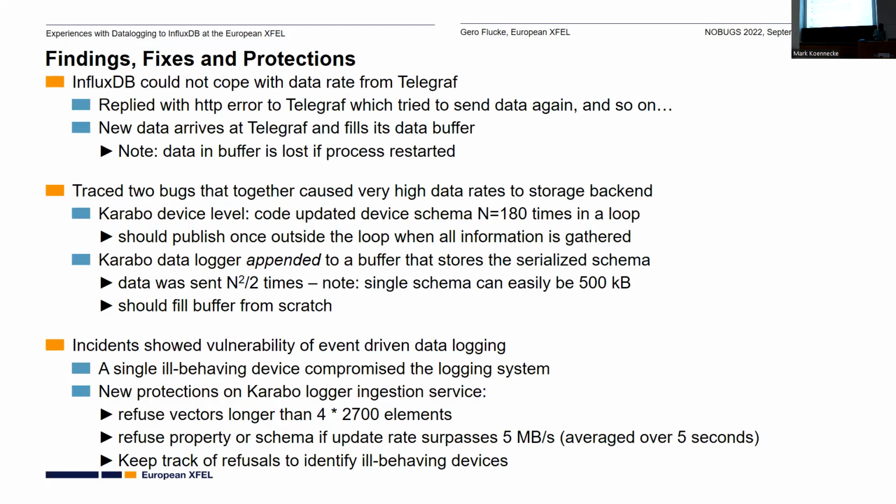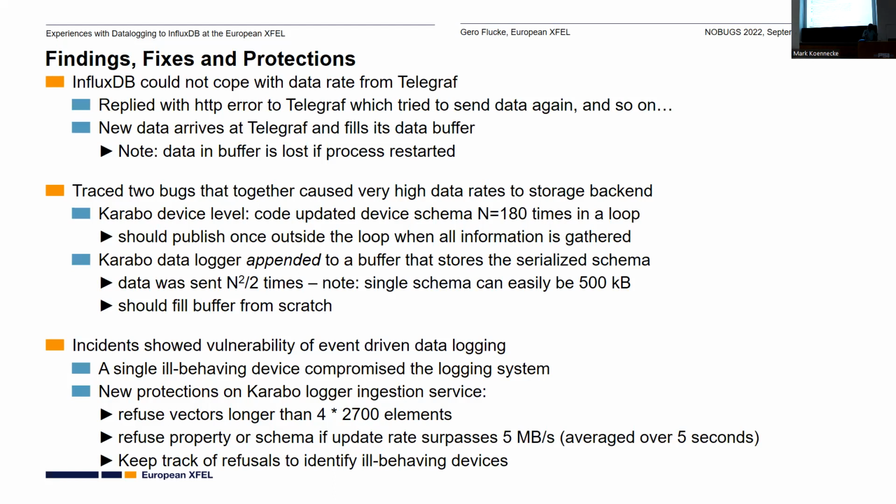But first, what are the findings? InfluxDB could not cope with the data rate from Telegraf. It replied with an HTTP error to the Telegraf instance, which said, okay, an error, I have to try again. An error again, try again. Then it was busy sending this big data, which could not be handled by the real database backend, and the new data that arrives just piled up in memory and suddenly it goes down. Unfortunately, if the Telegraf instance goes down, the data in the buffer is lost.